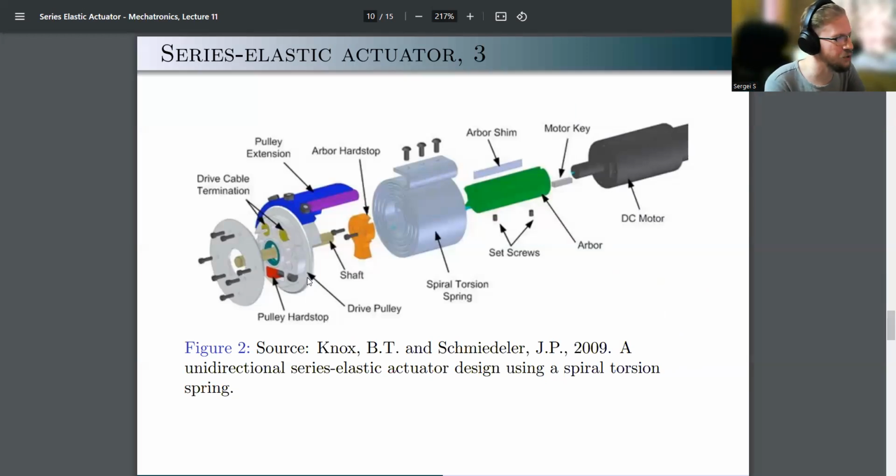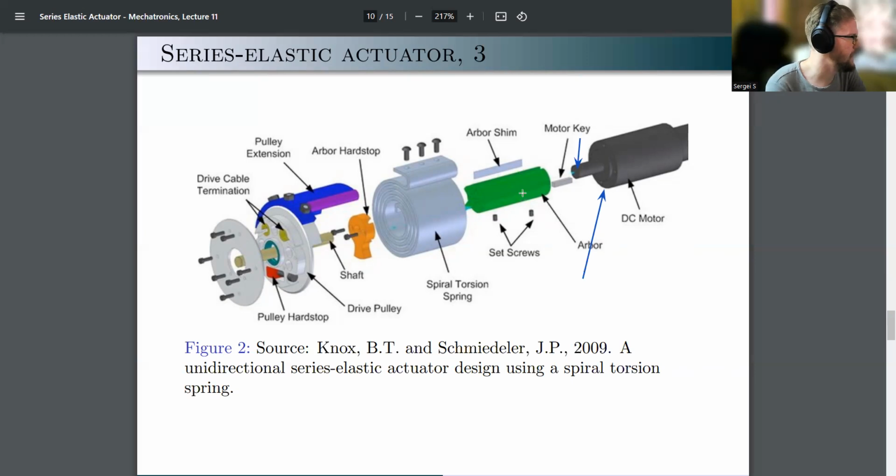Now, how would it look in practice? Well, for example, here is the series elastic actuator. Here we have a DC motor. This is the stator of the DC motor. Here you have a motor, or rotor, of the DC motor.